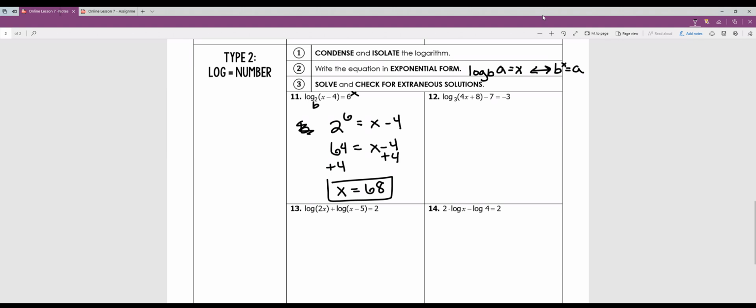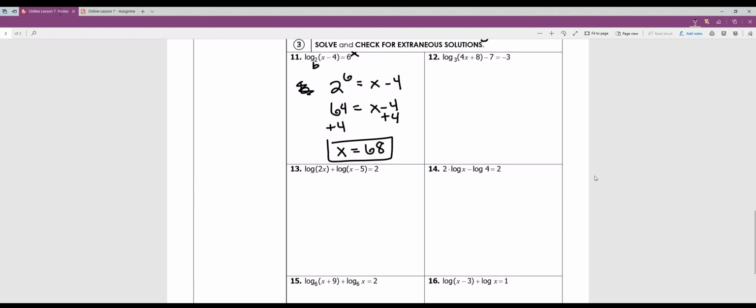All right, let's now do number 13. So I have log of 2x plus log of x minus 5, and that is going to be my product property. So I can rewrite this as the log of 2x times x minus 5 is equal to 2. And I'm going to have to distribute that 2x, and I'll get log of 2x squared minus 10x is equal to 2. Now, I don't have a base here, so we assume it's 10.